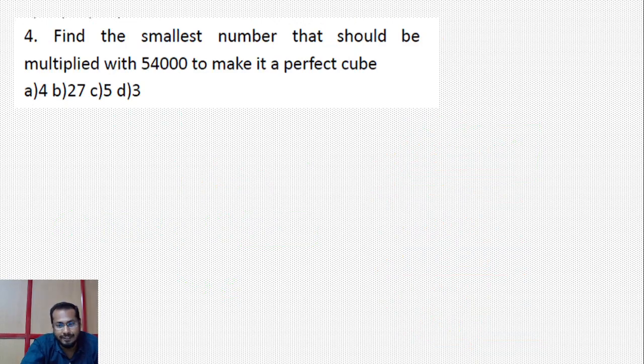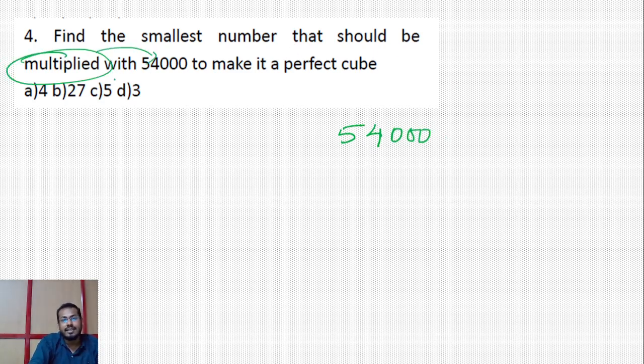Right. Next question. Find the smallest number that should be multiplied with 54000 to make it a perfect square. Look at this. A smallest number that should be multiplied with this number to make a perfect square. So what number do I need to multiply here to get the perfect square? So for this, look at this guys, already I told you, just take the L division. Multiply or division, you need to do this.